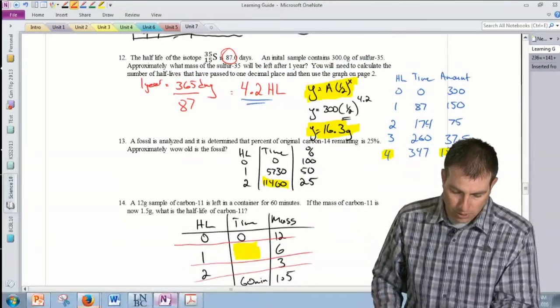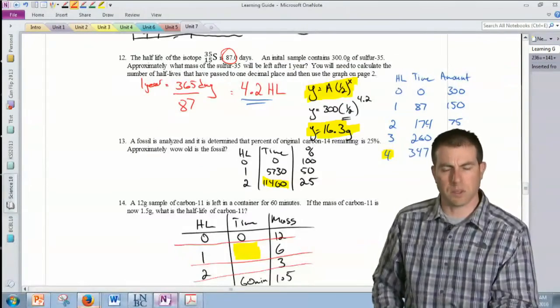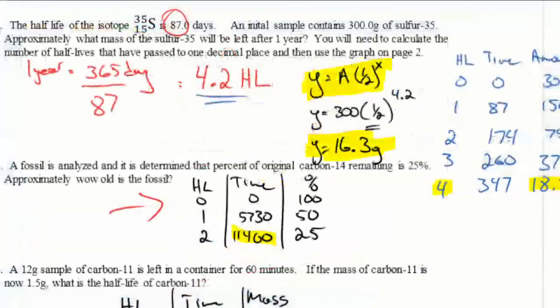11 and 13. Fossils analyzed, determine the percentage of original carbon-14 remaining is 25%. How old is the fossil? So this is the table that we're going to use for most of these questions, half-life, time, and percentage. There you go, that one's done.